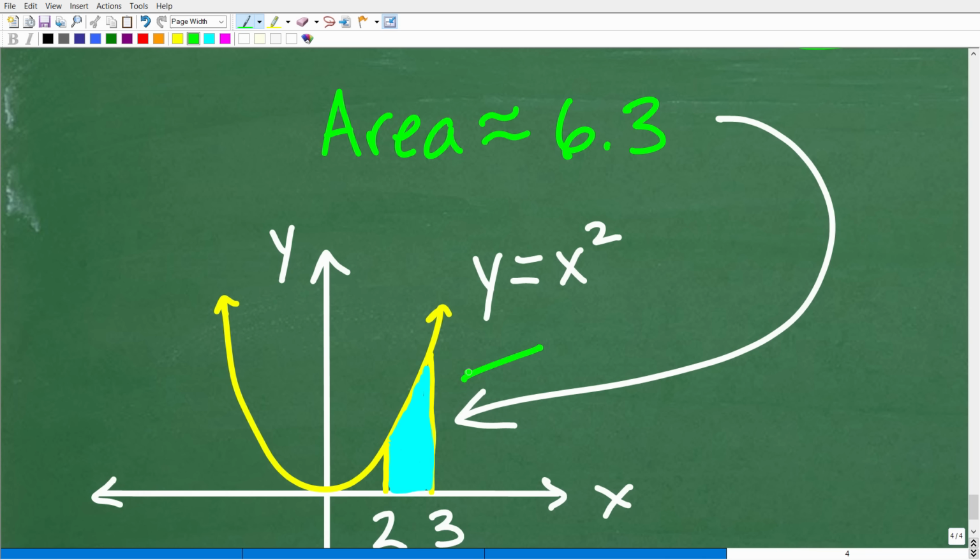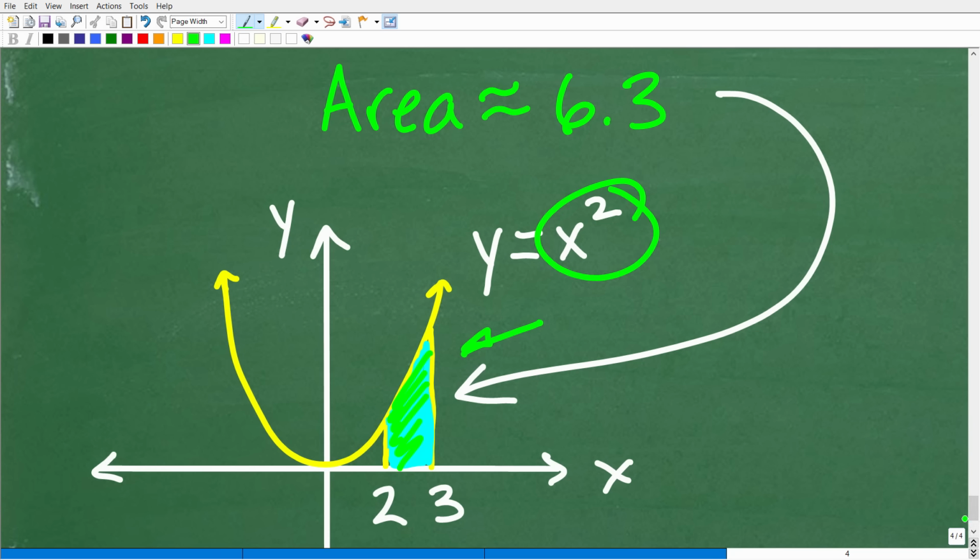That's the actual area of this little shape underneath this curve x squared. So that is a precise area, 19 over 3. And some of you might be saying, wow, that's kind of fascinating.